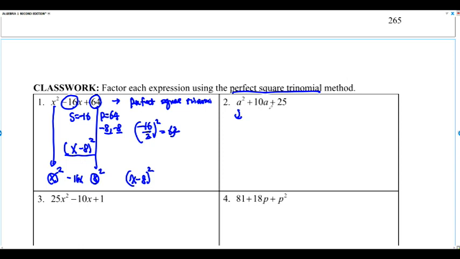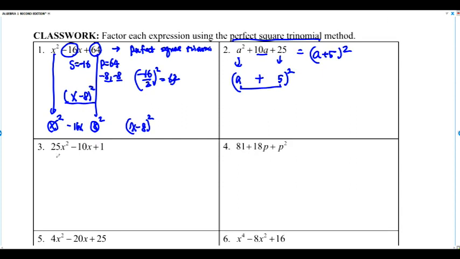This is a perfect square, this is a perfect square, right? And this is 5, perfect squares. Check it out. This is what? Twice the product of these two. 5 times 1 times 2 is 10a. So this one is what? a plus 5 squared. You can write a plus 5 squared.